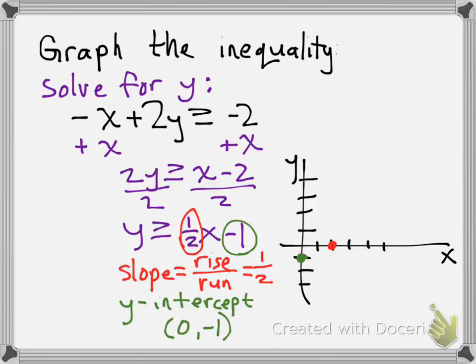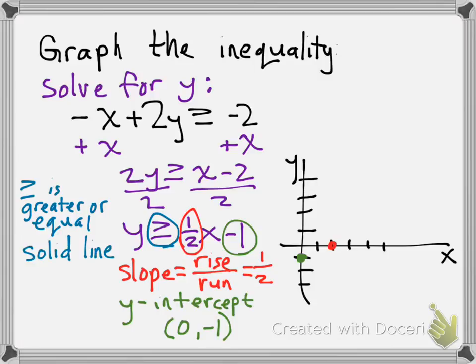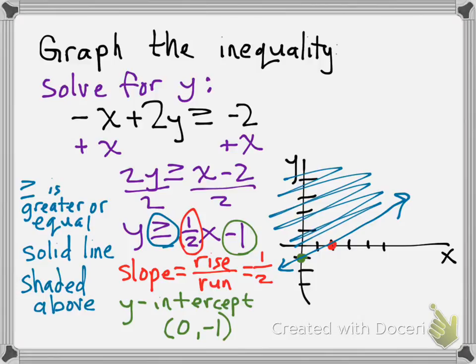Before we graph anything farther, we have to look at our inequality. We're going to go to the inequality where we've already solved for y: y is greater than or equal to 1/2 x minus 1. Since it is a greater than or equal to, we're going to use a solid line, and greater means we're going to shade this in above the line. So when we go back to our 2 points, we're going to make a solid line through those 2 points and then shade above since it is greater than.